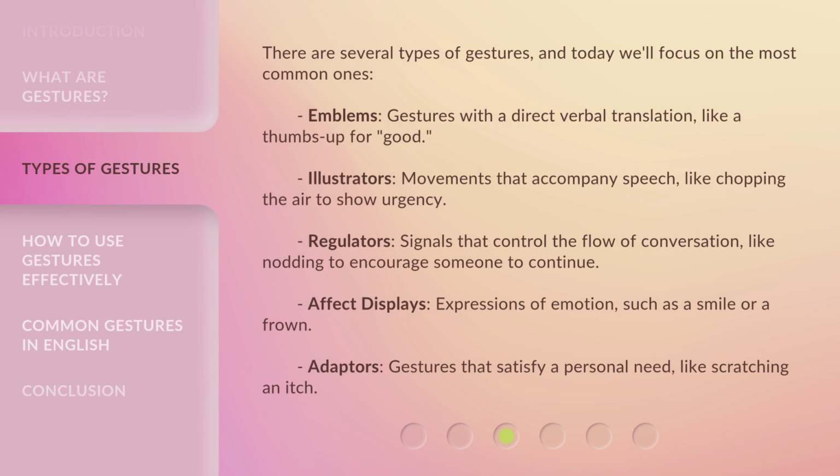There are several types of gestures, and today we'll focus on the most common ones. Emblems. Gestures with a direct verbal translation, like a thumbs up for good. Illustrators. Movements that accompany speech, like chopping the air to show urgency. Regulators. Signals that control the flow of conversation, like nodding to encourage someone to continue. Affect displays. Expressions of emotion, such as a smile or a frown. Adapters. Gestures that satisfy a personal need, like scratching an itch.